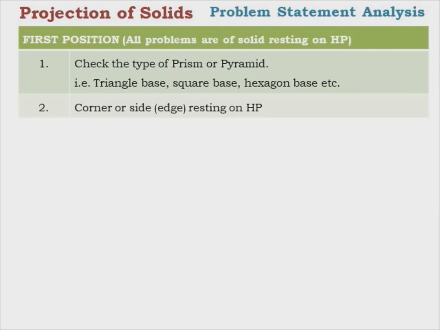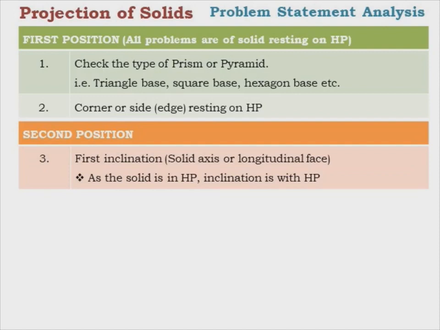The problem statement can be sorted out in 3 steps. All the problems we are going to discuss are with solid resting on HP for the first position. So in first position, first we will check the type of prism or pyramid. That is whether it is a triangular prism or triangular based pyramid, a square based prism or square based pyramid, etc. Second, we check whether corner is resting on HP or side is resting on HP.